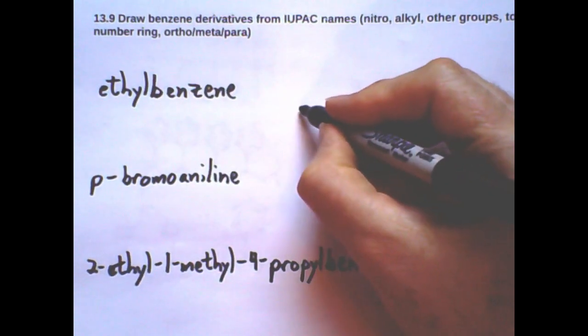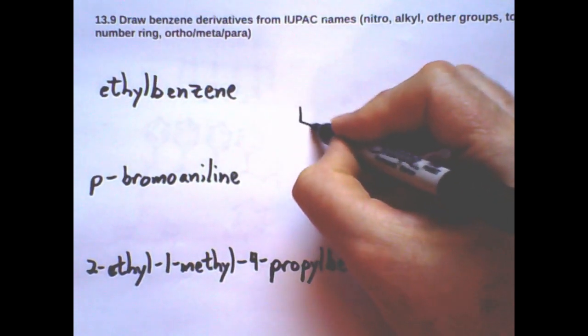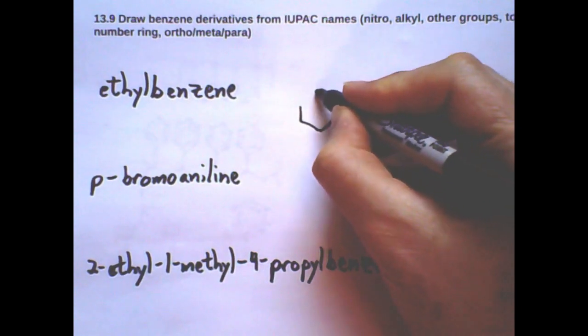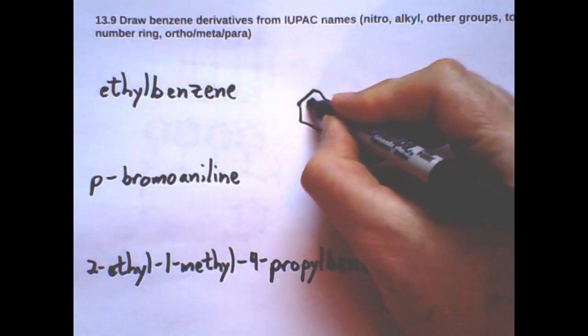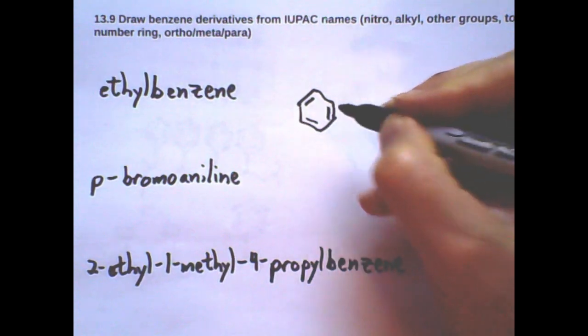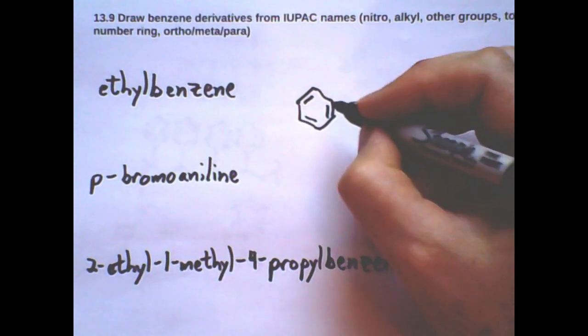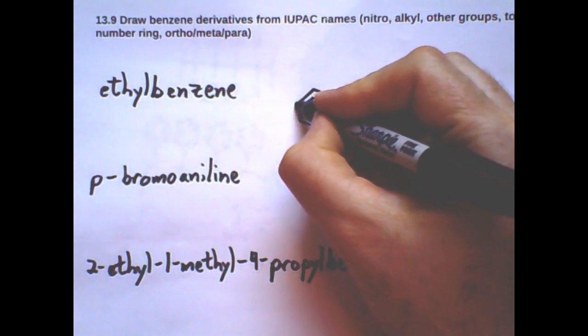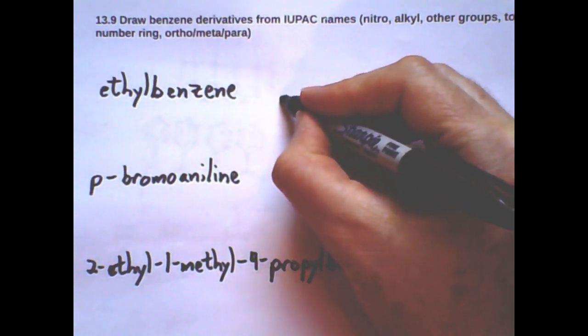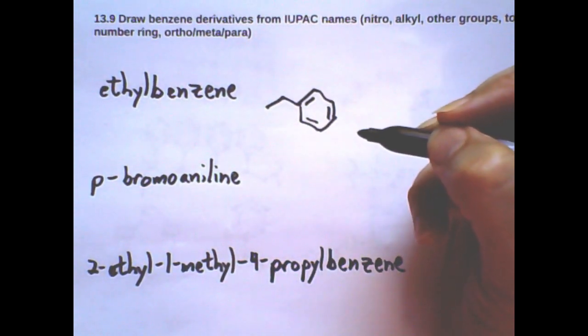Benzene is our base molecule. So we draw a 6-carbon ring and we alternate double bonds around it. There's our benzene, and it says ethyl. So pick any carbon, because they're all the same at this point, add an ethyl group, and we're done.